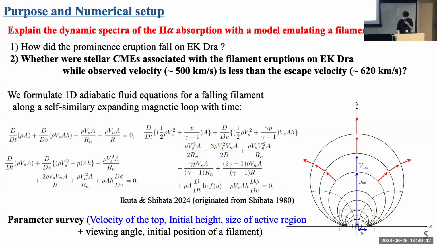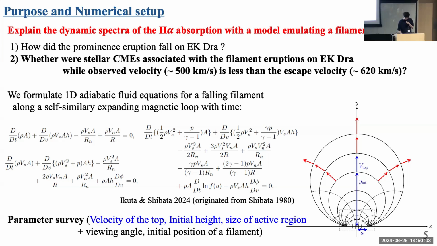We formulate one-dimensional adiabatic equations in the rest frame of the loop, transformed from two-dimensional equations in the bipolar coordinate. The equations are based on the first paper by Professor Shibata. This paper was written 44 years ago.